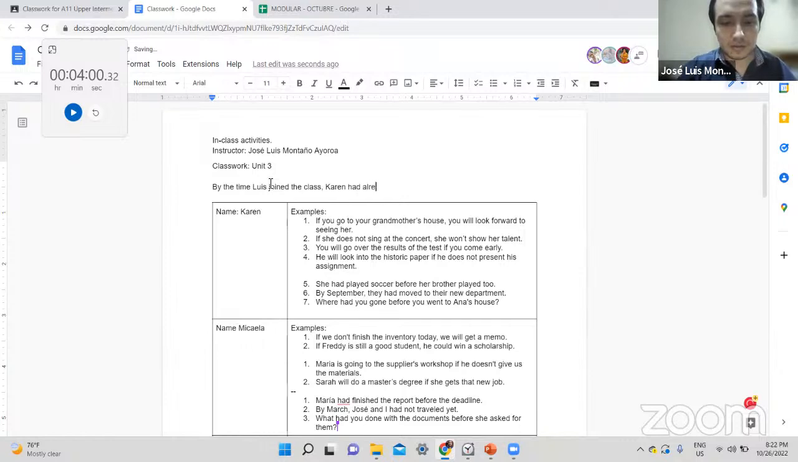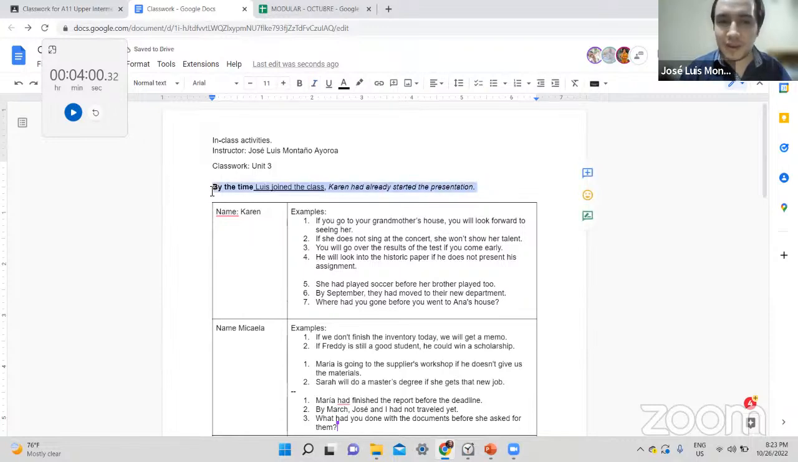Had already, and let's use another verb to change a little bit. Started. Okay, so that is the example. After by the time, you have to use the simple past, right? And then you have the past perfect.